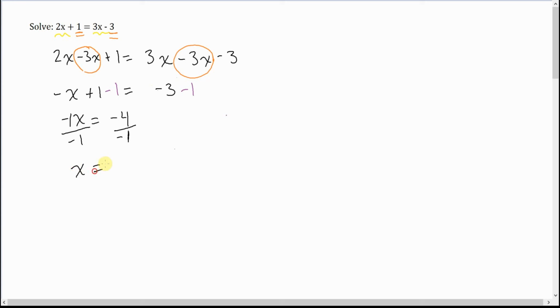Now we have x equals a negative divided by a negative is a positive, so we get, for our final answer, x is equal to 4.